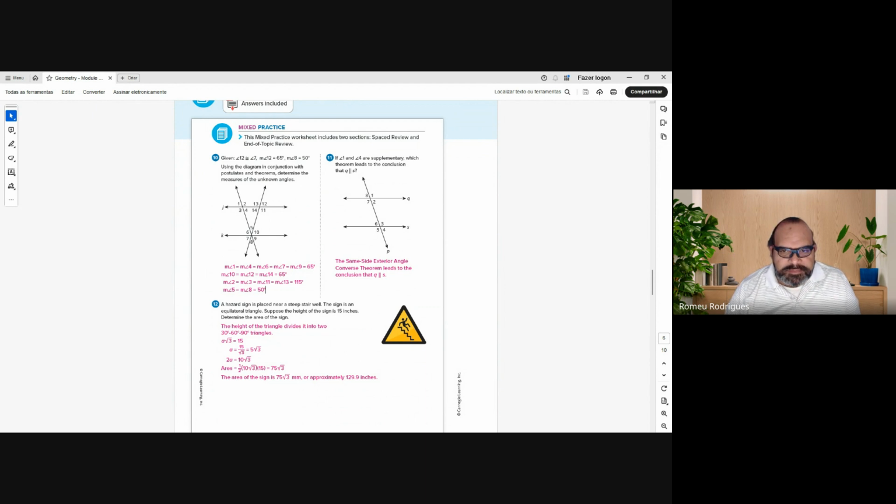Okay, then let's go here. This is the converse theorem. Okay, converse means opposite direction. It's the same side exterior angle converse theorem that leads to the conclusion. Okay.